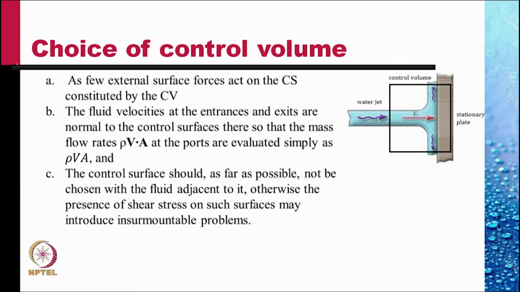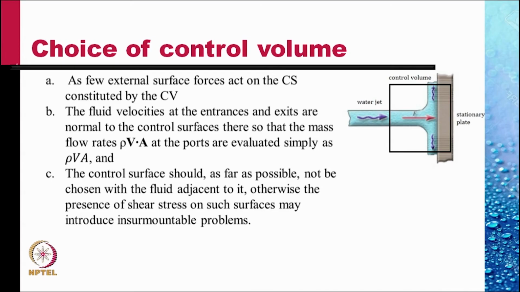B, the fluid velocities at the entrance and exits should be normal to the control surface there, so that the mass flow rate rho v dot A at the ports is evaluated simply as rho VA, not the vector but the scalar rho VA. Otherwise, with v dot A, we will have to worry about the angle between the area and the velocity.